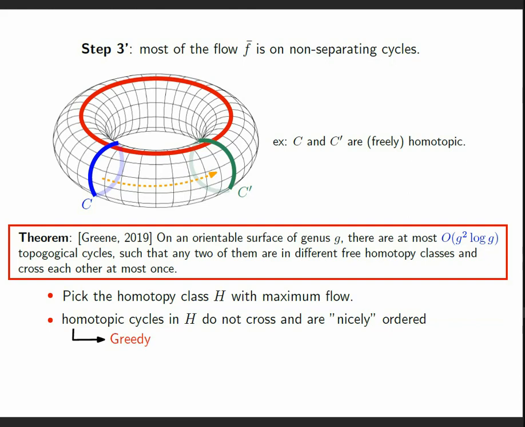We can order them in such a way that the portion of the surface that lies between 2 consecutive ones is an annulus. We can then use a simple greedy algorithm that considers the cycles in this order and iteratively adds a cycle to the solution if it is edge disjoint from any cycles in the current solution. We can show that this greedy algorithm returns a set of edge disjoint paths whose value is at least half of the total value in this homotopy class.